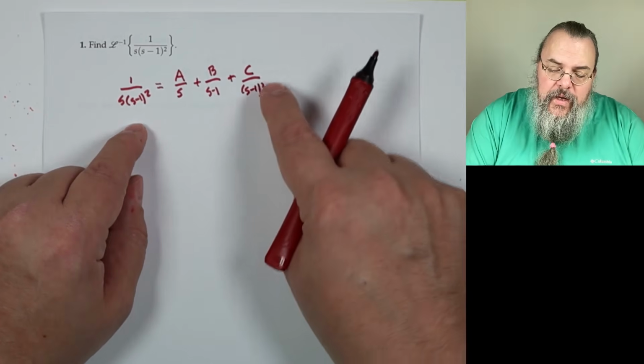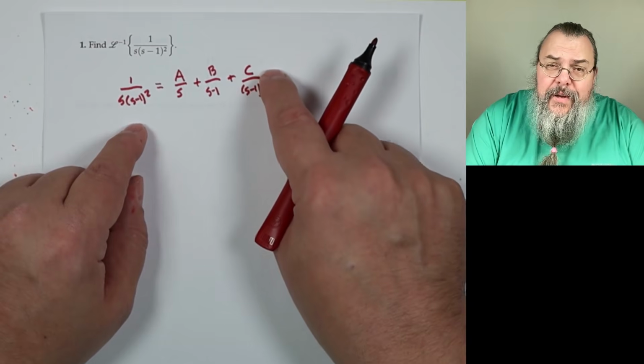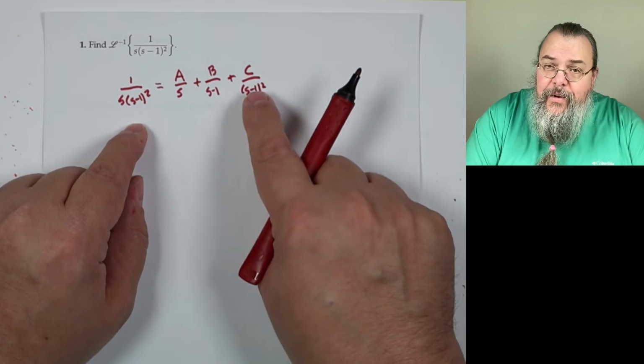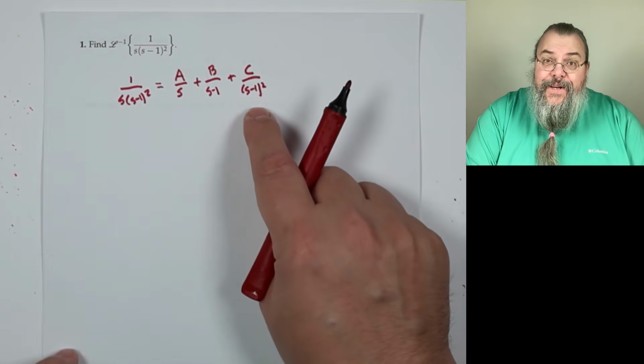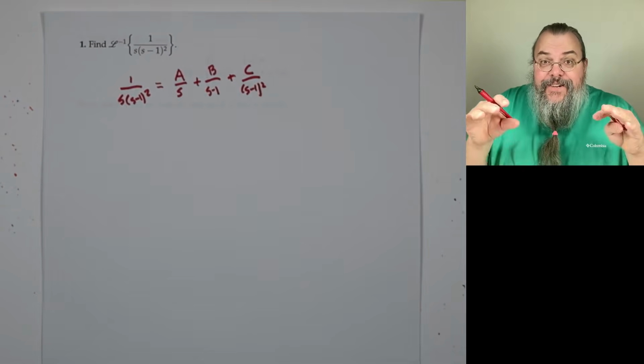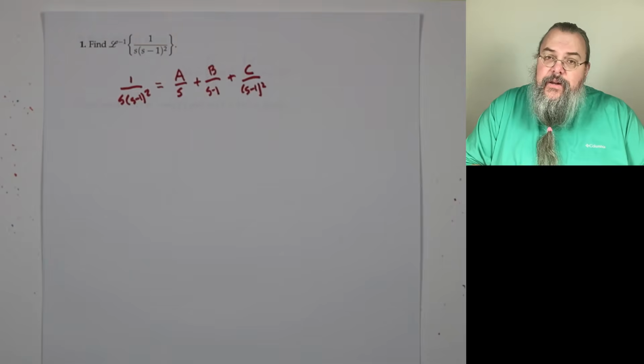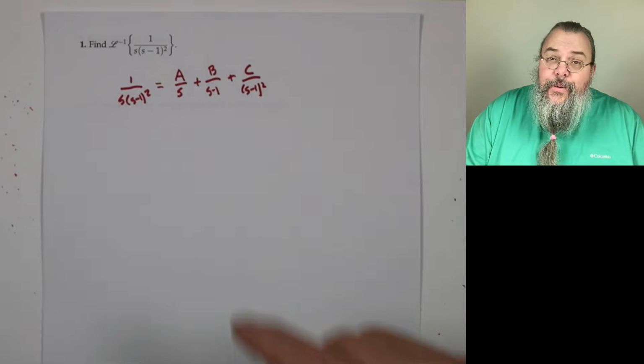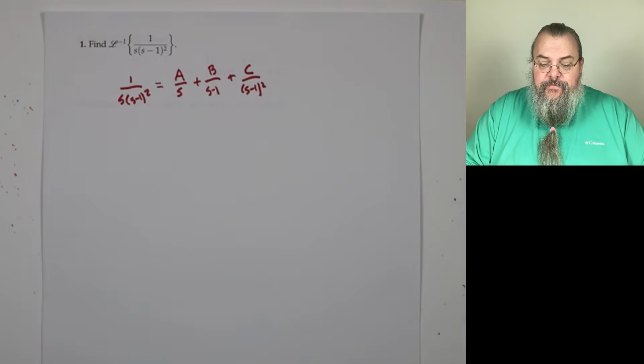Now, some people might say, wait, shouldn't it be a cs plus d upstairs? No. Focus on what's on the inside. S minus 1. That is good to go. It's linear. You only start putting extra pieces upstairs when you have irreducible quadratics.